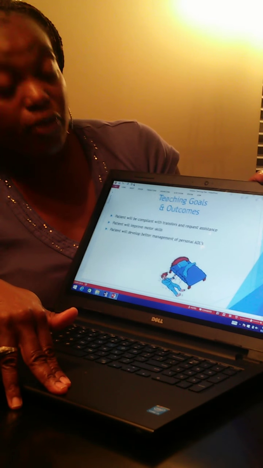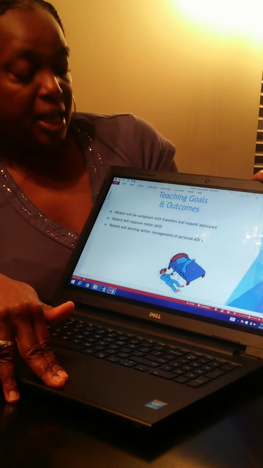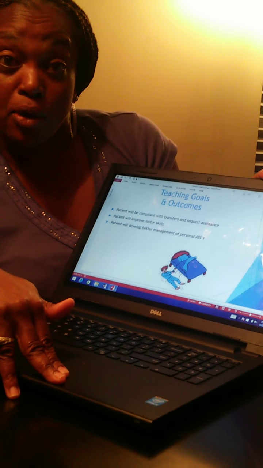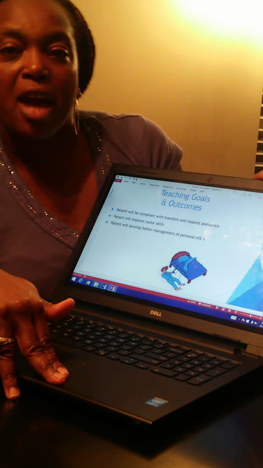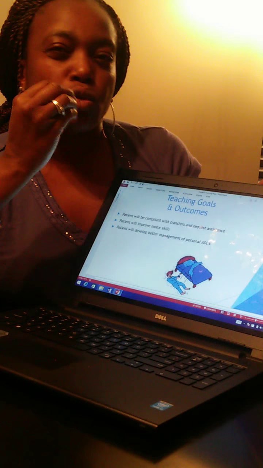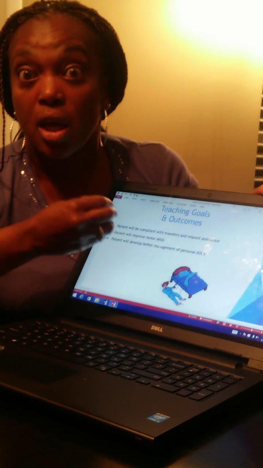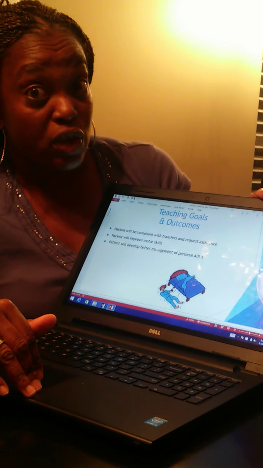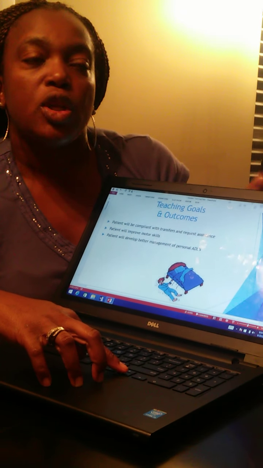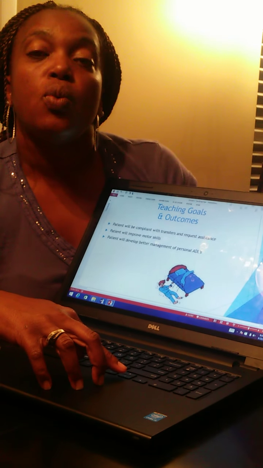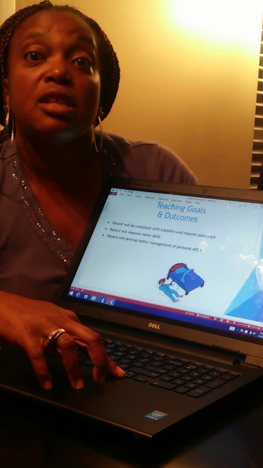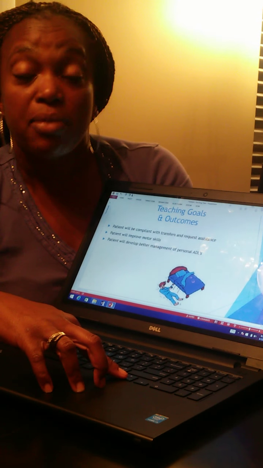Teaching goals and outcomes for this particular patient. Patient will be compliant with transfers and request assistance. Patient will improve motor skills. Patient will develop a better management of their personal ADLs. These are all true and effective goals that can be reached for generally most of the patients in the geriatric treatment plan. Now, when you're teaching these goals, you also want to be realistic. You want to design your teaching plan to cater to the patient's needs to assure that these goals can be accomplished.